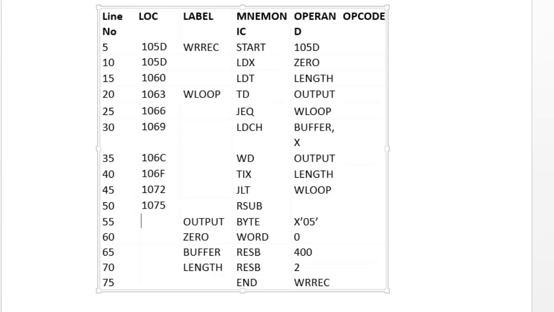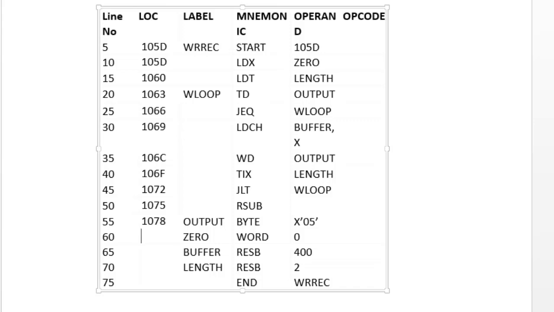And afterwards again RSUB occupies 3 bytes. 75 plus 3 is 78. What is the next address? See, what is the instruction? It is output byte hexadecimal 05. How many bytes are we occupying here? Only 1 byte. I have defined only 1 byte of data here. Hexadecimal 05 consumes only 1 byte.